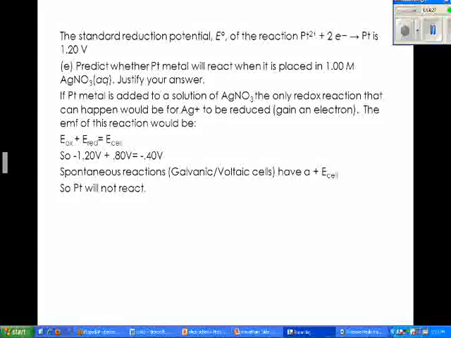The last question says, predict whether platinum metal will react when it is placed in a 1 molar solution of silver nitrate. Justify your answer. So if solid platinum metal is added to a solution of silver nitrate, the only redox reaction that could happen would be for Ag plus to be reduced, which means that it would gain an electron. And so what we need to do is find the E cell. If it is a negative E cell, it is not spontaneous, and if it is a positive E cell, then it is spontaneous, so the reaction will happen.